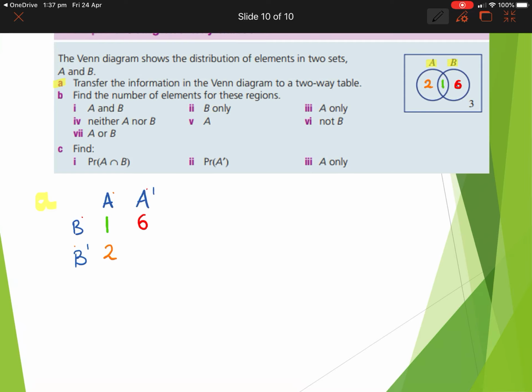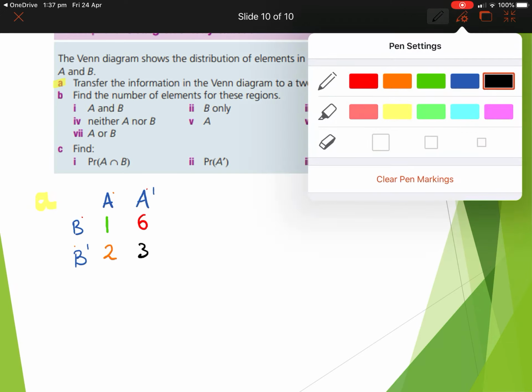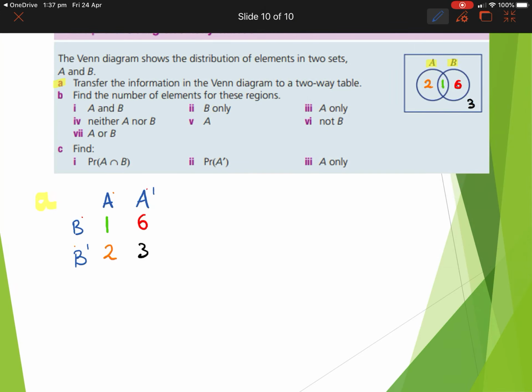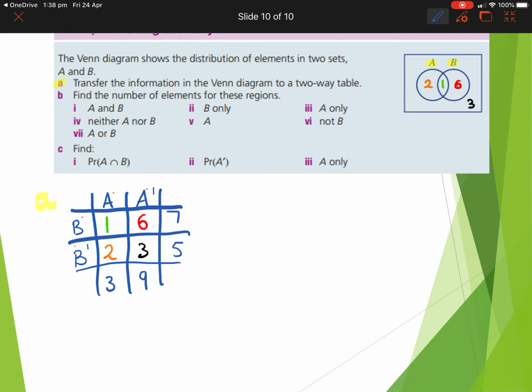Okay, this last little square is not A and not B. So what's in none of them, not in any of them, will be 3 because it's outside here. So there's 3 here. Okay, so to finish off, we need to add up all our rows and columns. So 1 plus 2 is 3, 6 plus 3 is 9, 1 plus 6 is 7, 2 plus 3 is 5. You can put all of your little lines. Okay, making sure that this last bit, so we've got 7 and 5 is 12, and 3 and 9 is 12. So I know that I've got that correct, so that's really good.